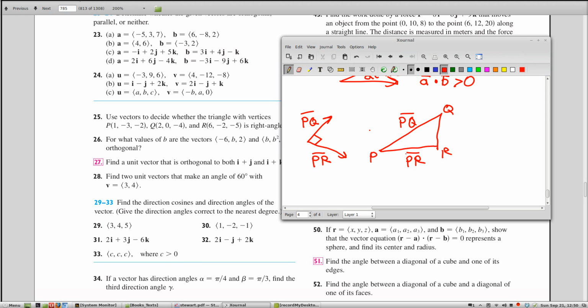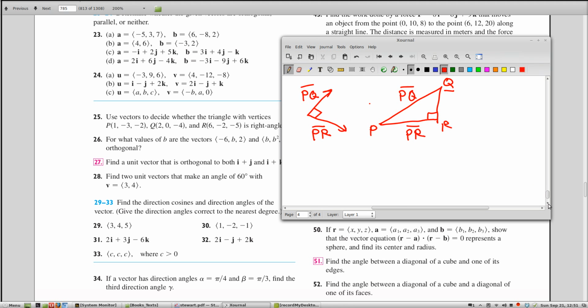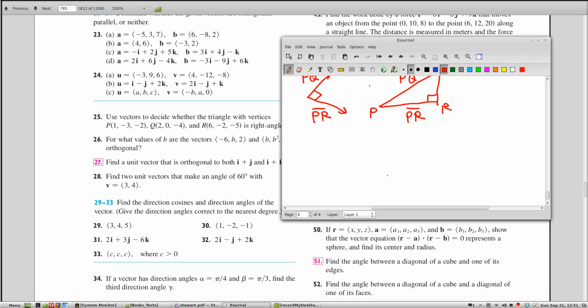Then you could wrongly conclude that the triangle is not right, whereas the way I drew the picture, I do intend for it to be right. So you really need to try 3 possibilities. This is the case where P is playing the role of the origin, but you also need to check where Q is playing the role of the origin and where R is playing the role of the origin, which is kind of exhausting. So I'm not going to do it.